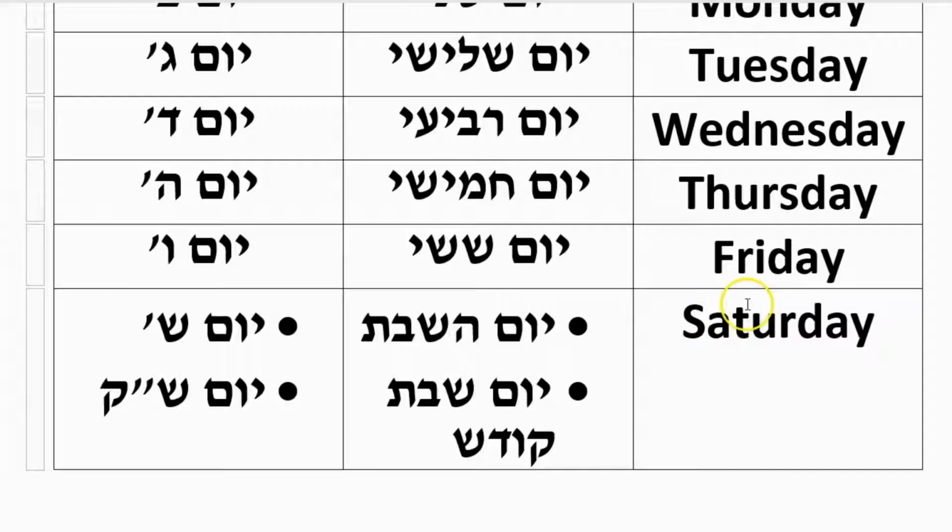Okay, so Saturday is called Shabbat or Shabbos. Shabbos is an Ashkenazic way of saying Shabbat. In Hebrew we say Yom HaShabbat, the Sabbath day. Or in more traditional circles, you might see it called Yom Shabbat Kodesh, the Holy Sabbath day. The abbreviation for Yom HaShabbat is Yom Shin, short for Shabbat. Or again, in more traditional circles, you're likely to see it called Yom Shin Kuf.